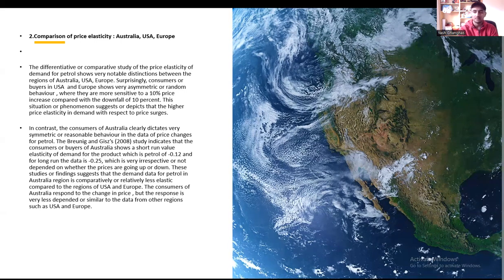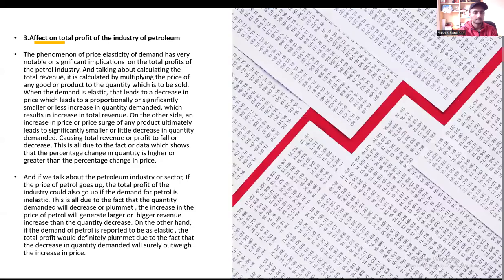While in Australia, the citizens are affected in both ways. If the price goes up, then they are affected, as well as if the price goes down, then they are also affected. So this is the difference between the regions. So that is how they are affected.